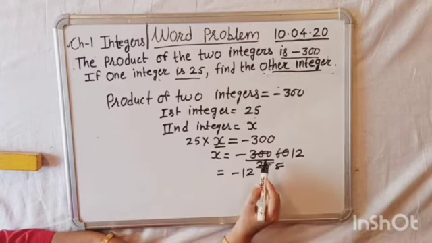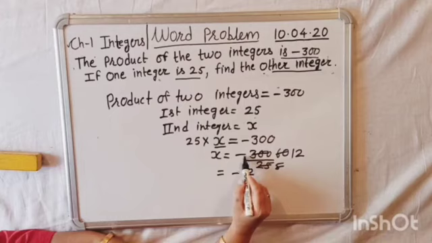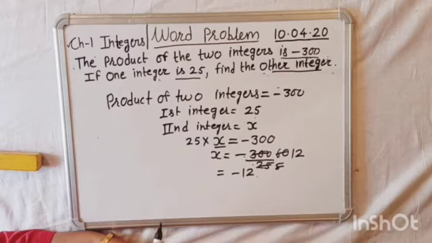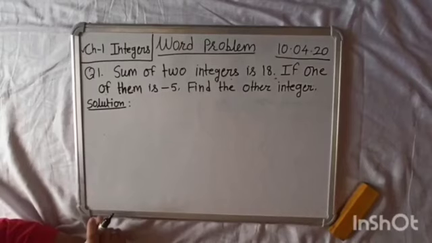Now here one integer is of negative sign and the other is of positive sign. So the sign of the other integer will be minus, because in division if one integer is positive and the other is negative, the sign will be negative. Mind it. So let's start with our first word problem.